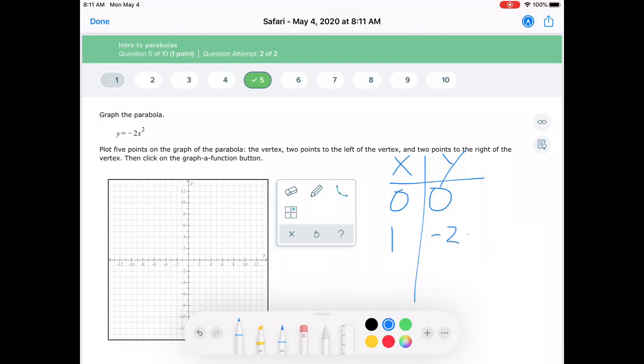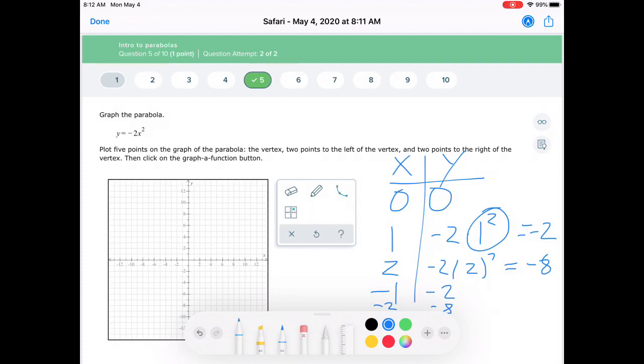All right, so negative 2 times 1 squared, exponent first. 1 squared is 1 times negative 2 is negative 2. When I put 2 in there, negative 2 times 2 squared, we got 4 times negative 2 is negative 8. And then once again, if we knew 1 is negative 2, negative 1 goes with negative 2. And also negative 2 is going to go with negative 8. So we've got 0, 0, 1, negative 2, and negative 8.